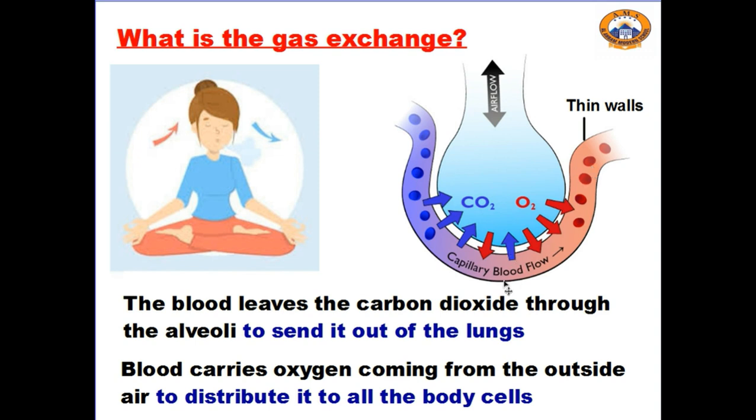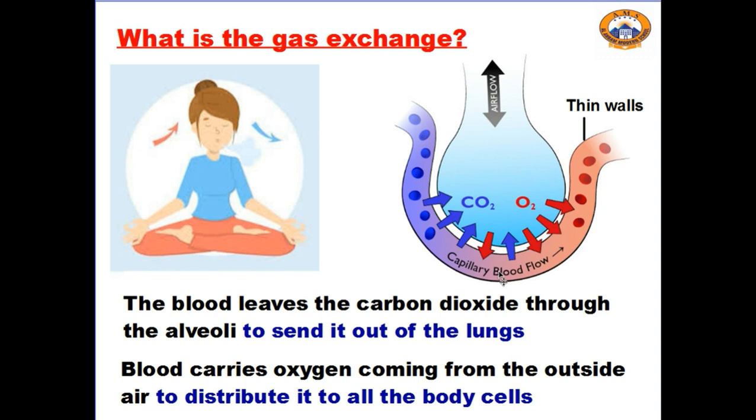Okay? And also we said that the waste gases like the carbon dioxide produced during the respiration process have to be carried away from the cells and move outside the body. The blood also takes this carbon dioxide from the cells because it's a waste material and then carries it to the alveoli. Okay? Why? Because it's going to be expelled outside your lungs and out of your body. This is known as the gas exchange.